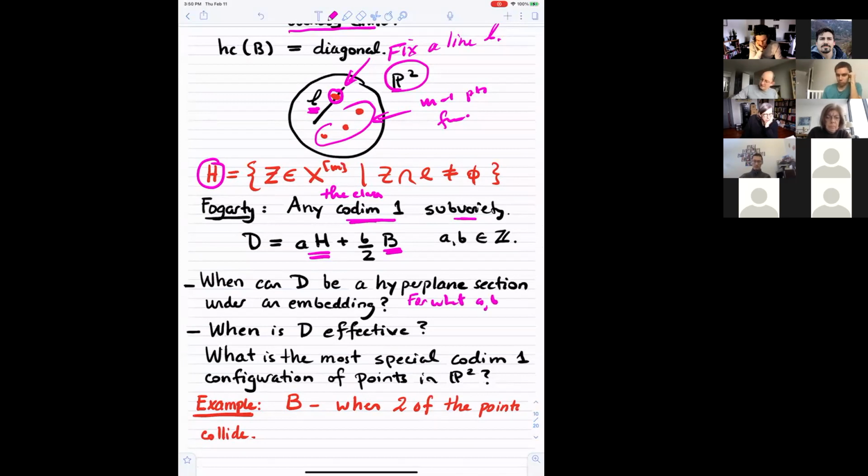The other question you can ask is when D is effective. If you take a random linear combination of these things, there might not be a codimension 1 subvariety that represents that class. The question is, for which A and B is it the case that this D is the class of an actual codimension 1 subvariety?